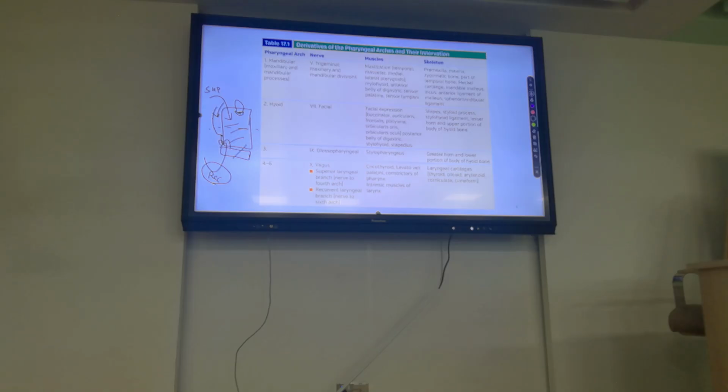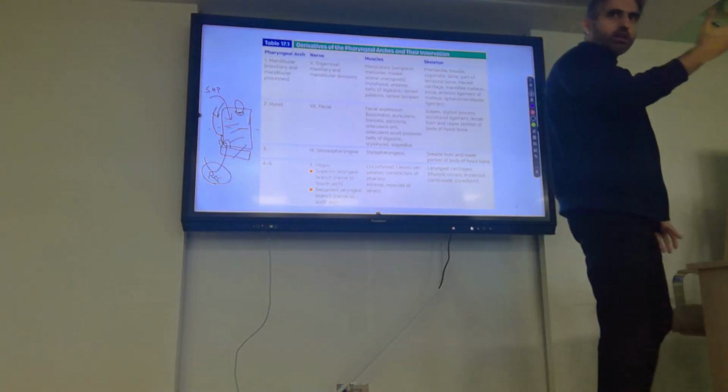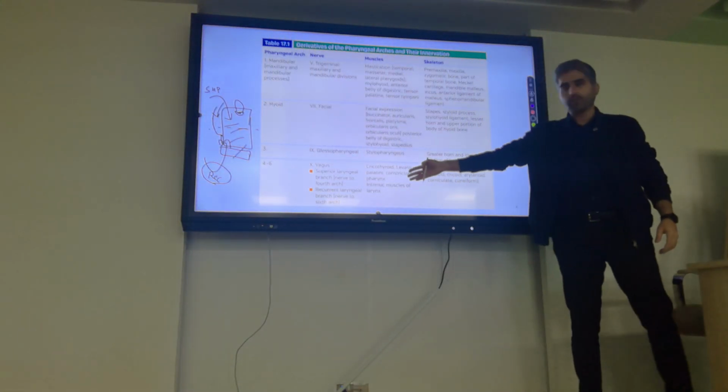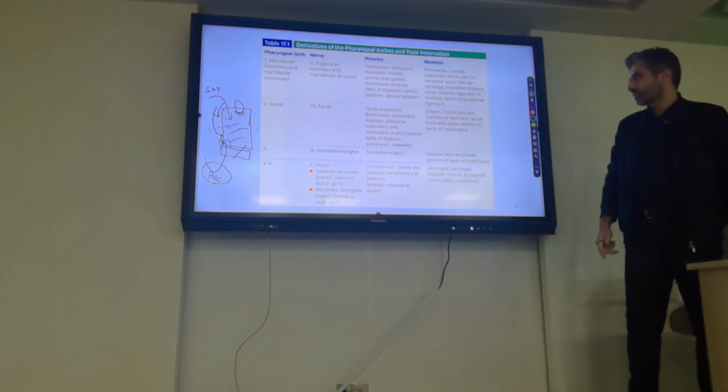We are not talking about source. We're just talking about arch. We say first pharyngeal arch makes this, second pharyngeal arch makes this, the third makes this. But you know that the first pharyngeal arch, the bones for example, comes from neural crest, and the mesenchyme comes from neural crest. But these come from the lateral mesoderm, no matter what the source is.